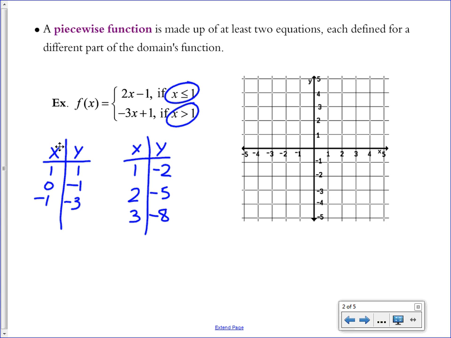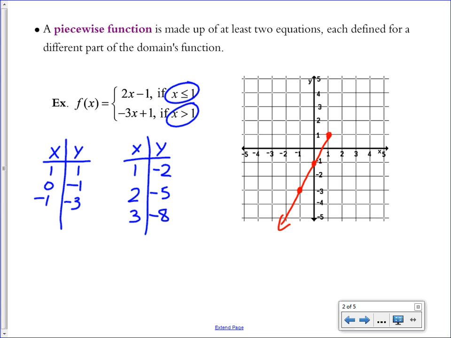Okay, and now I'm ready to put these ordered pairs on the graph. I'll start with the left part here. 1, comma 1. I am allowed to include that point. 0, negative 1, and negative 1, negative 3. And when I connect these, I do not go past 1, 1. Now, it would continue down in this direction forever, so I can put an arrow in one direction, because that is the direction in which x is less than or equal to 1, so I can include that.